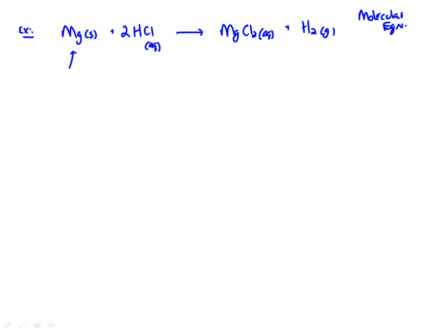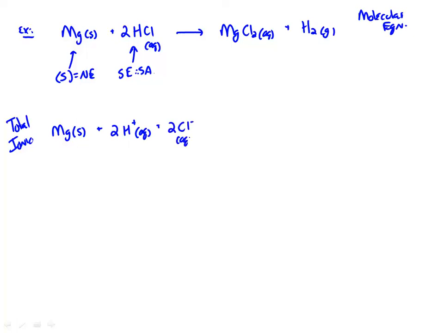Strong electrolyte, weak electrolyte, non-electrolyte. Magnesium is a solid. If it was an electrolyte, I would have to write it as aqueous, right? So I write magnesium solid. What about HCl? We already said that that's a strong electrolyte because it's a strong acid. So we know we get 2 H+ ions plus 2 Cl- ions.